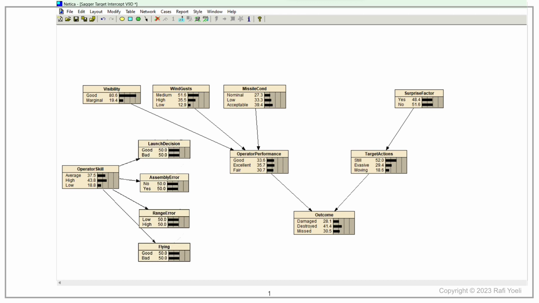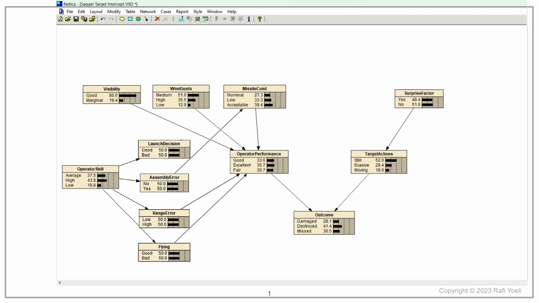Once the navigator's skill is broken down to its contributing factors, each of these new nodes is now independent and should be connected to other, most reasonably affected nodes. For example, while range error and flying should probably still be connected to operator's performance, the assembly error node should most certainly connect now via a causal link to the node missile condition, which it affects directly.